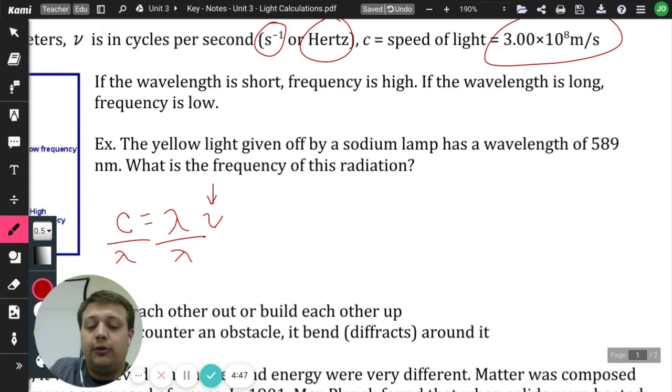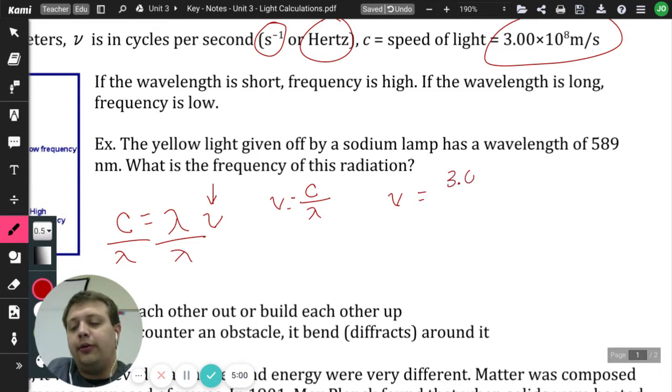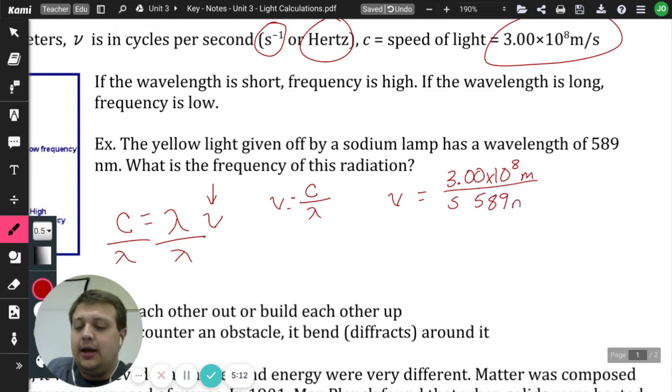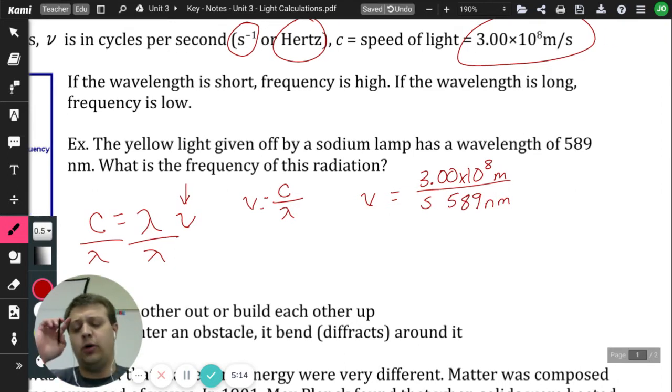Okay, so then my frequency equals speed of light divided by wavelength. All right, so my frequency equals 3.00 times 10 to the 8th meters per second divided by my wavelength. Well, they told me my wavelength was 589 nanometers. Okay, well, first off, there's something that we need to keep in mind.